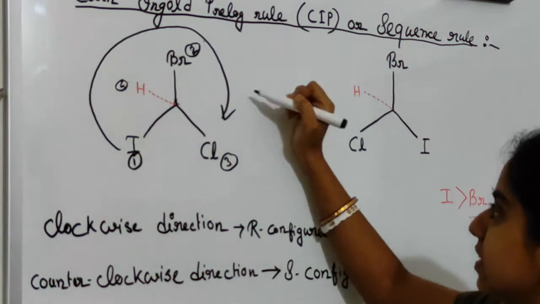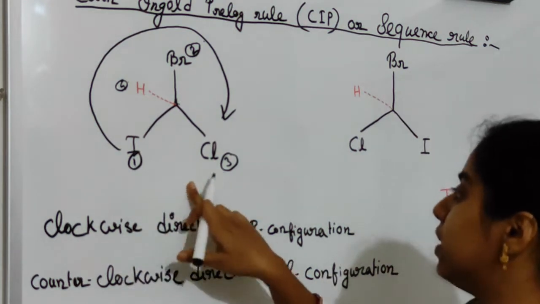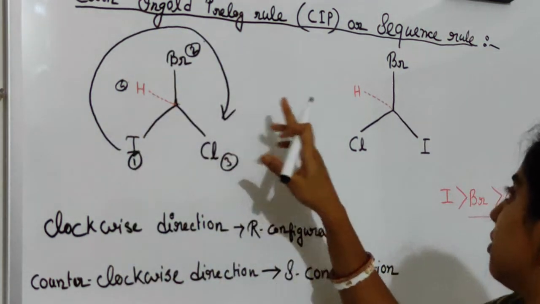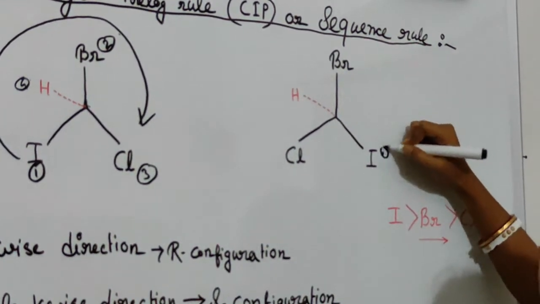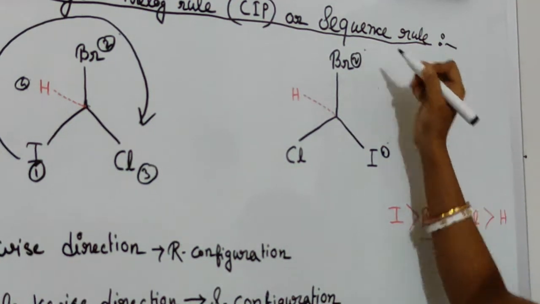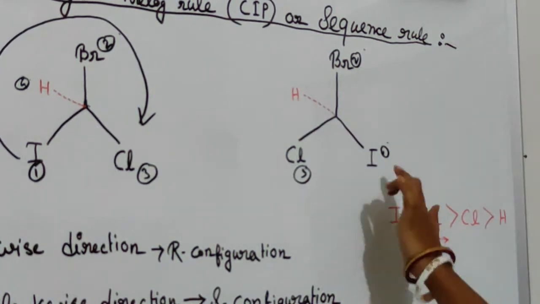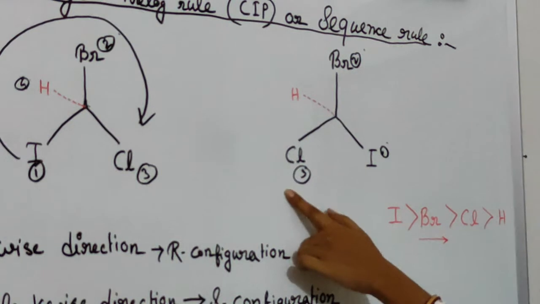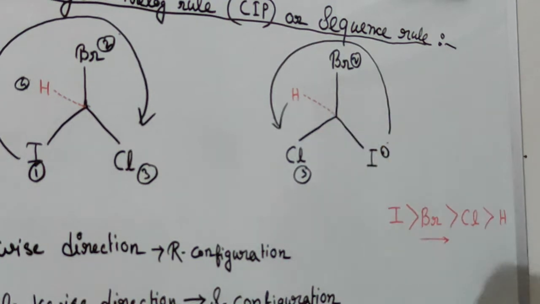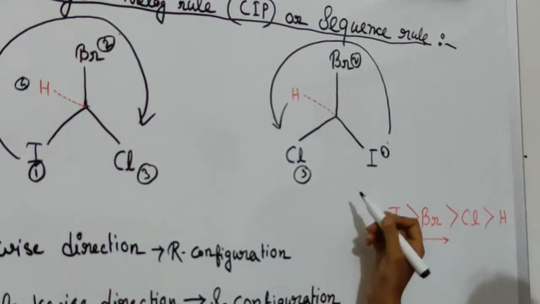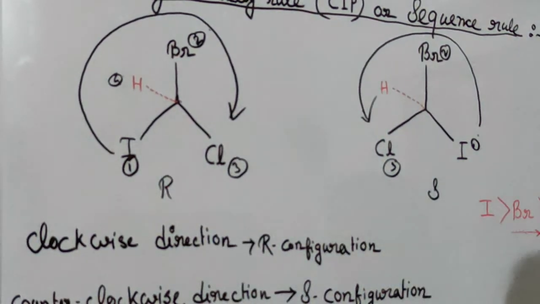If this direction is clockwise, then it is the R configuration, right? So here this direction is clockwise: the highest priority group is iodine, then bromine and then chlorine. But in the other case, when I go from the highest priority group to the lowest priority group, the direction is opposite, counterclockwise. So here this is our S configuration and this is our R configuration, right?